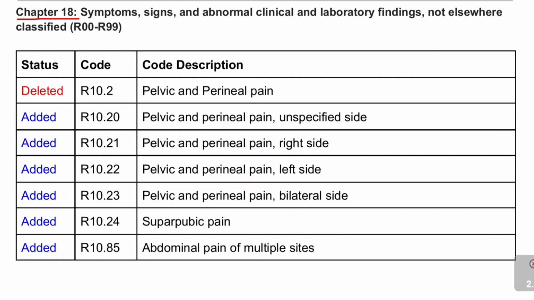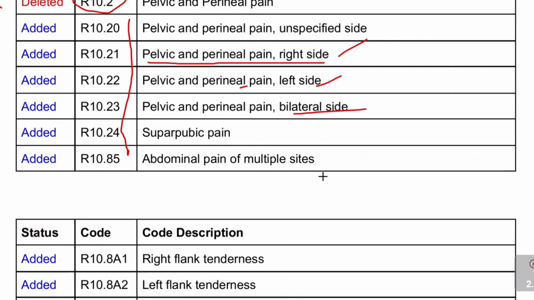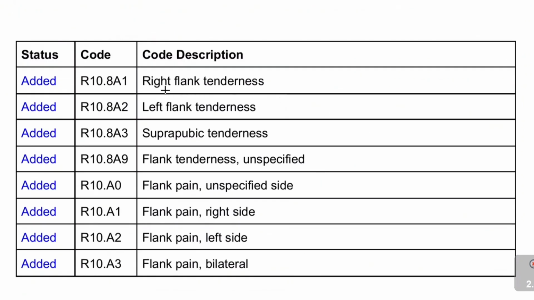In Chapter 18, the code R10.2 for pelvic pain has been deleted. In its place, more specific codes have been added to better describe pelvic pain. These new codes specify pelvic and perineal pain, including whether the pain is on the right side, left side, or both sides. The next update is related to flank tenderness and flank pain.